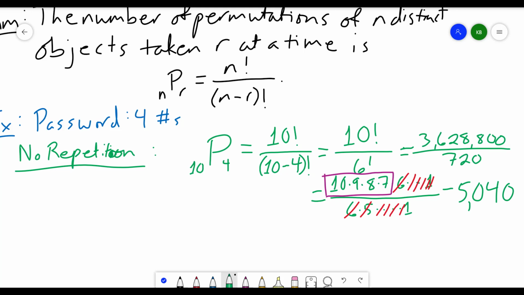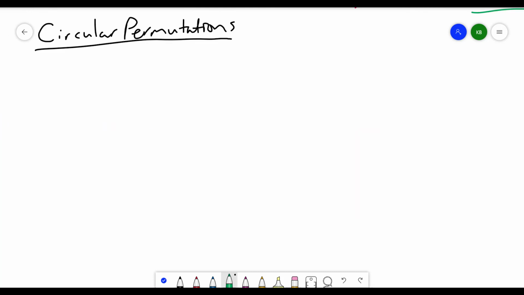And I'm putting this here because if we do our other option of 10 times 9 times 8 times 7, doing the multiplication rule, you'll get 5,040 as your answer. So notice all of the permutations we've done so far have been in lines. They've been some kind of password or something like that.